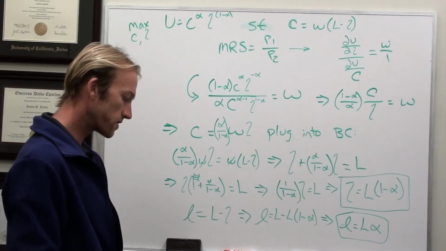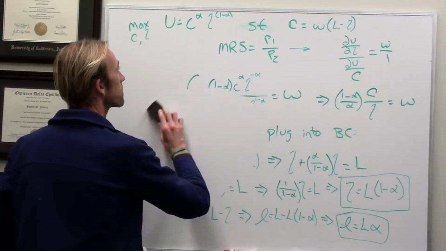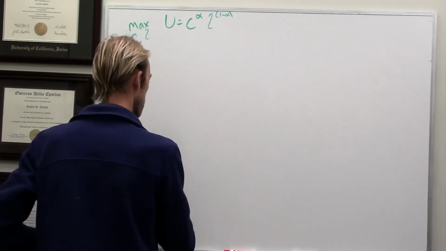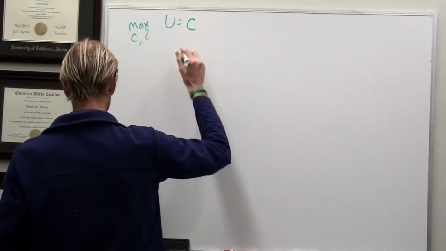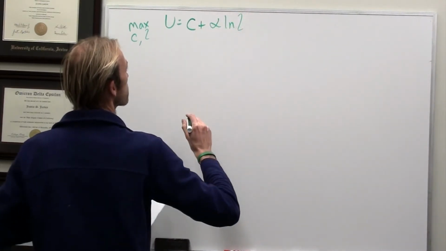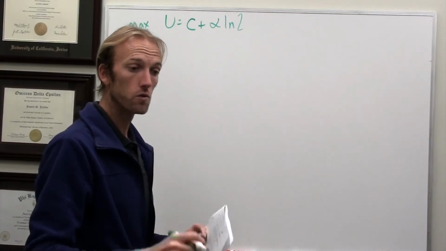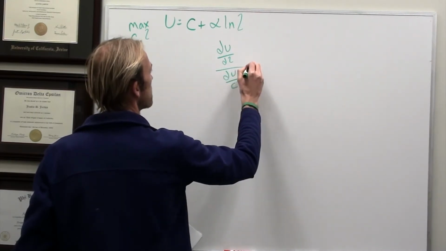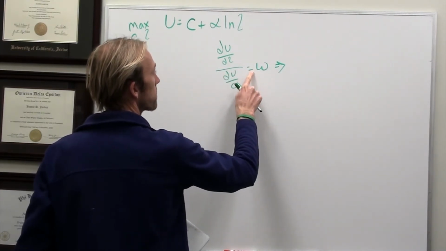Alright, finally, we're going to repeat the above parts using the utility function consumption plus alpha natural log of leisure instead. So let's just do that real quickly. Okay, I have consumption plus alpha natural log of leisure. I'm going to use the same trick, the MRS, which is partial U with respect to leisure divided by partial U with respect to C, equal to W, setting them equal for the purposes of the shortcut.